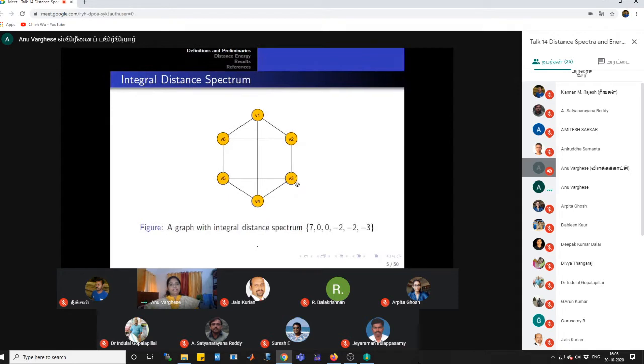This is a graph with integral distance spectrum. Integral spectrum means the distance spectrum consists of integers only. This is an example. The distance eigenvalues are 7, 0, 0, -2, -2, and -3.